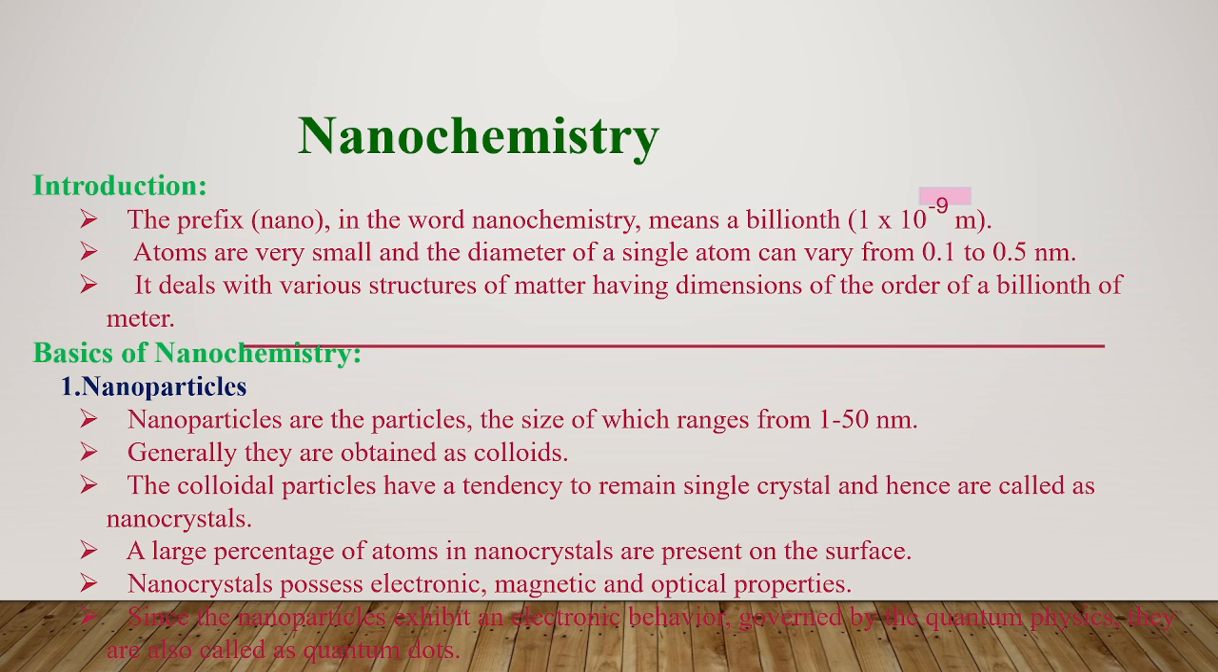So nano means a particle possessing a size of one billionth of a meter, that is 1 × 10^-9 meter. Generally, nanochemistry deals with the various structures of matter having dimensions of the order of billionths of a meter.